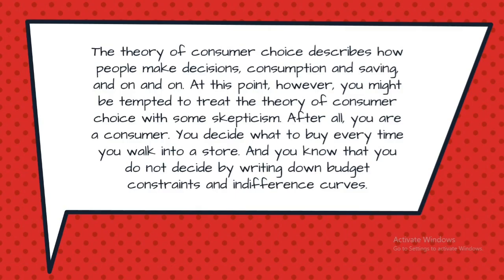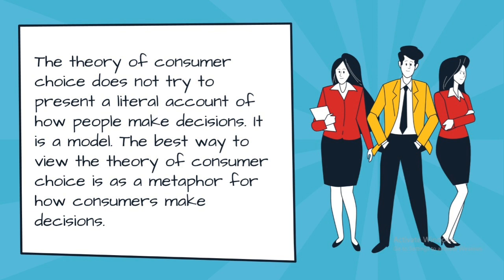The theory of consumer choice describes how people make decisions about consumption, saving, and so on. At this point, however, you might be tempted to treat the theory of consumer choice with some skepticism. After all, you are a consumer. You decide what to buy every time you walk into a store, and you know that you do not decide by writing down budget constraints and indifference curves. The theory of consumer choice does not try to present a literal account of how people make decisions. It is a model. The best way to view the theory of consumer choice is as a metaphor for how consumers make decisions.